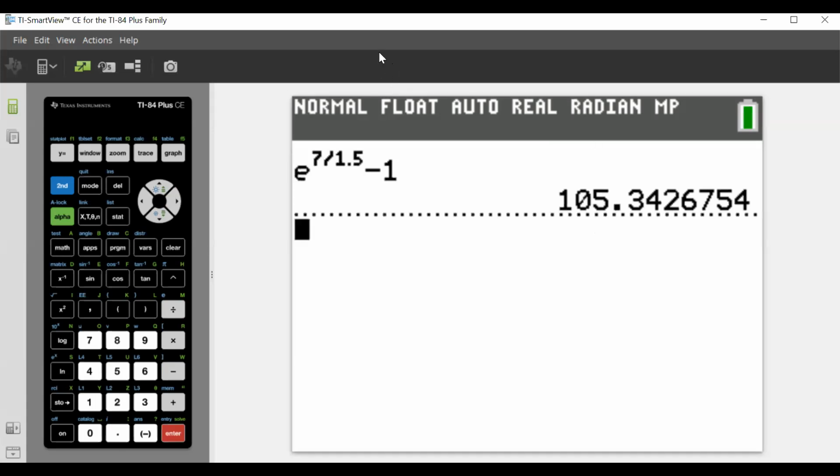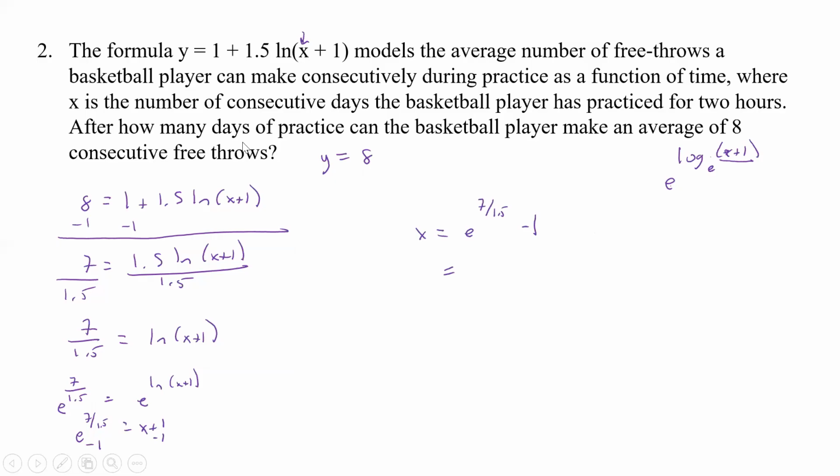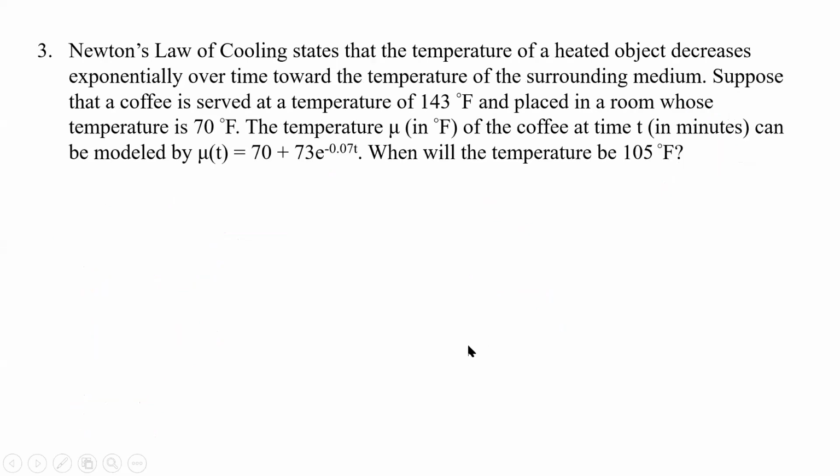105.342. So I forget how many days it asked for. So 105.342. Doesn't say what to round it to, so we'll round it to the whole day. And so if we remember, it's 105.34, so that's approximately 105 days. Okay, so after 105 days of practicing for 2 hours a day consecutively, then they can make an average of 8 consecutive free throws. Okay, so a lot of days to get to that point. All right, what about the next one?